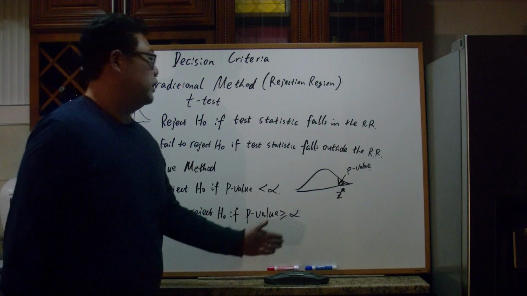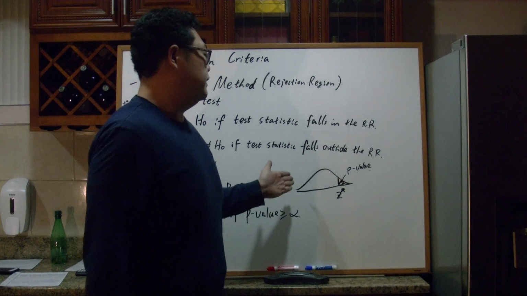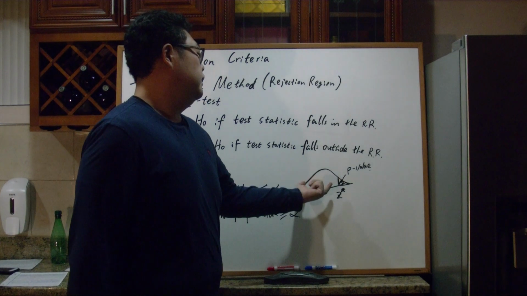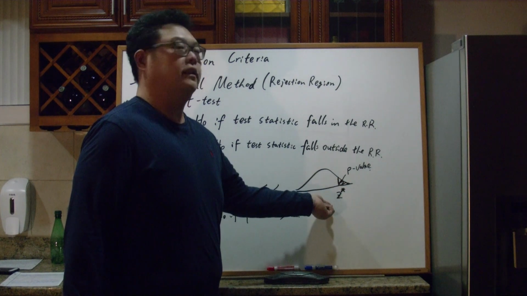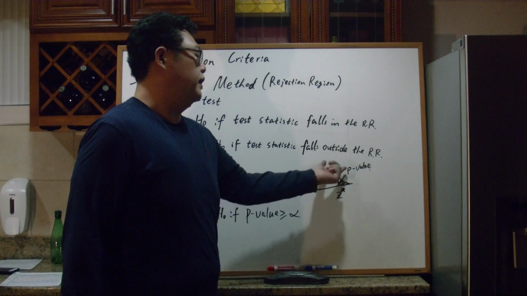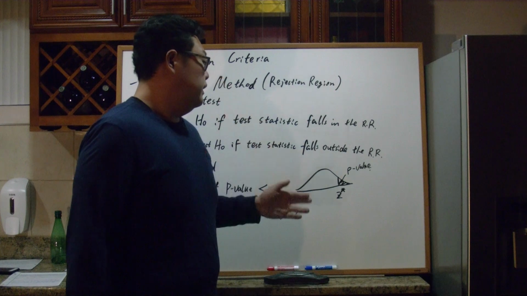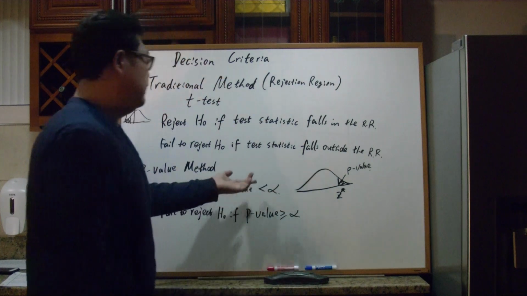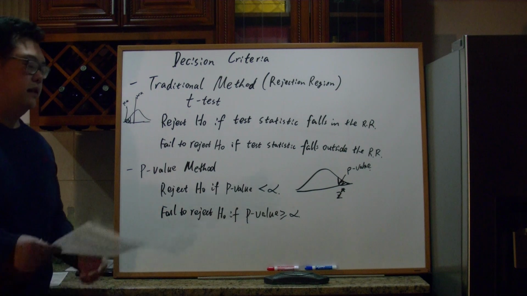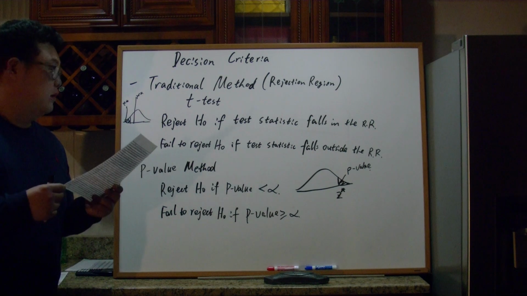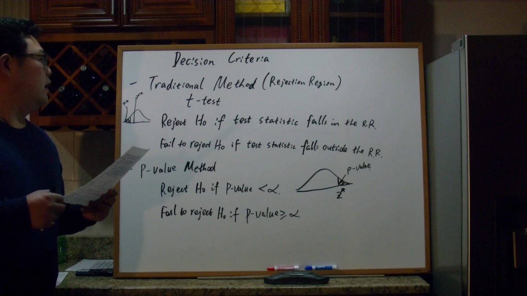So no matter whether it is a right tail, left tail, or even two tail test, if the test statistic is a z-score, then we are able to find the p-value of it. If the p-value is less than alpha, we reject H0. If the p-value is not less than alpha, in other words greater than or equal to alpha, then we fail to reject the null hypothesis.